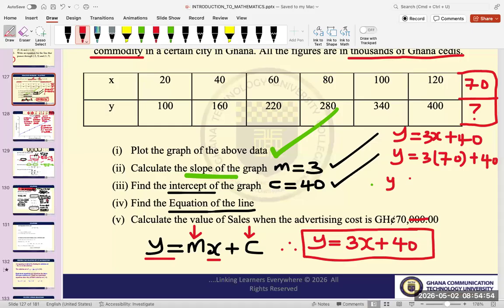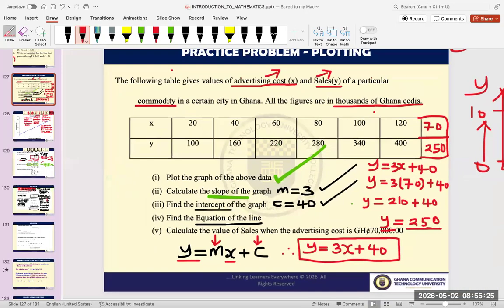So this becomes Y equals 210 plus 40. And finally, we have Y is equal to 250, which makes a lot of sense. And that is the end of this question.